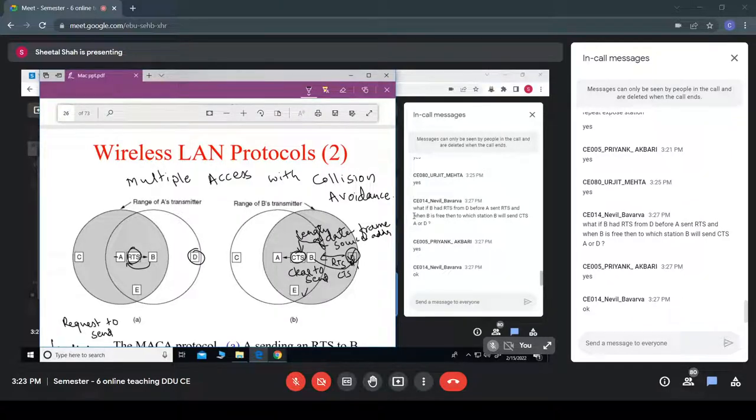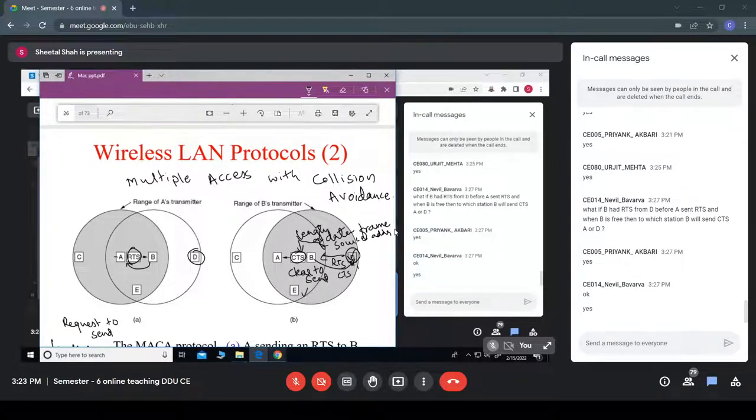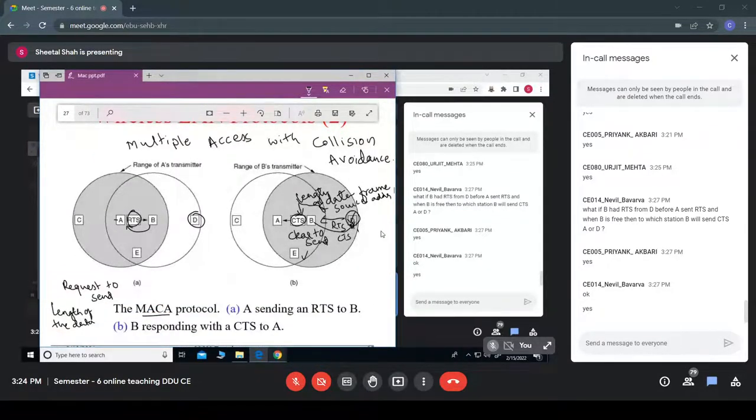And what was the next? When B is free, then to which station will B send CTS, A only? Whichever the RTS comes first, to that station it would send the CTS. Is it clear, Mabel? Okay. So this is about the MACA.